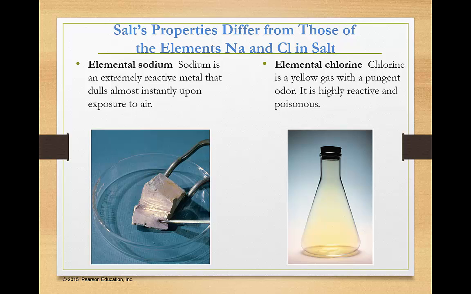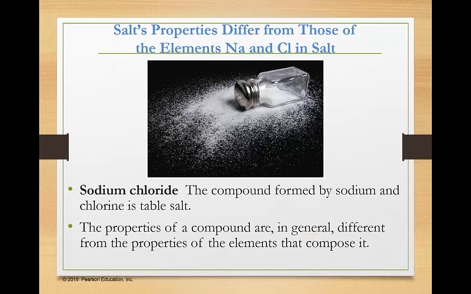If we bring these two elements together, sodium and chlorine, in the proper manner, put enough energy into it, we get a reaction that forms sodium chloride, table salt. So table salt, we can see, looks very different from the elemental sodium and the elemental chlorine that we have. So in general, the properties of a compound are going to be different from the properties of the elements that make it up. So you can't necessarily say anything about elemental properties by looking at a compound, and vice versa.